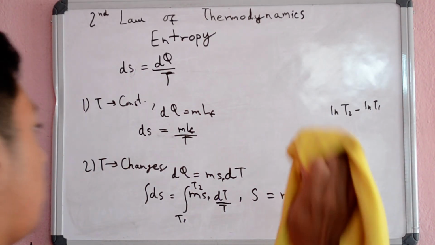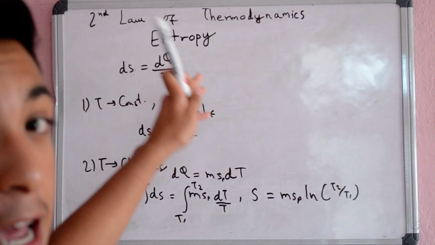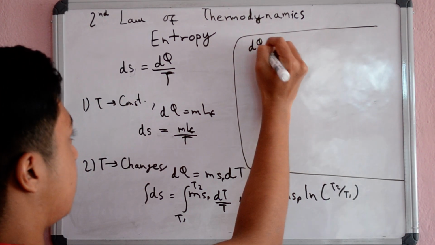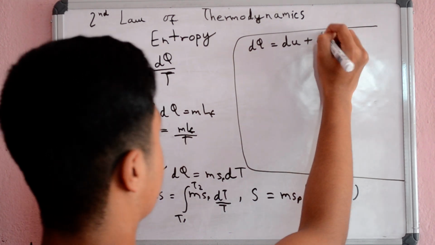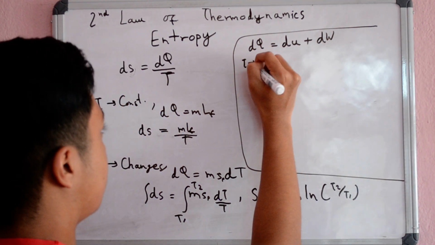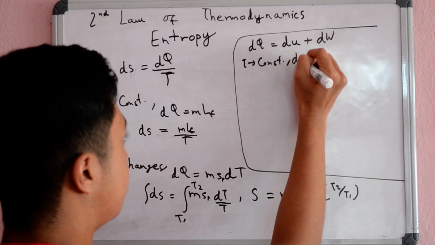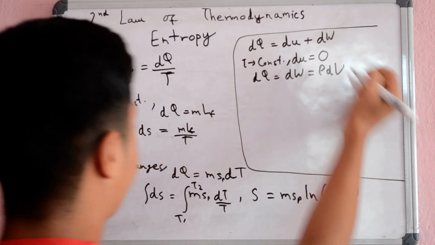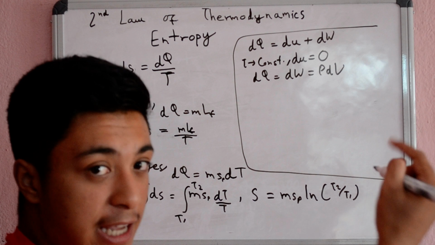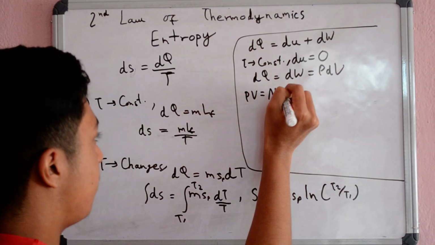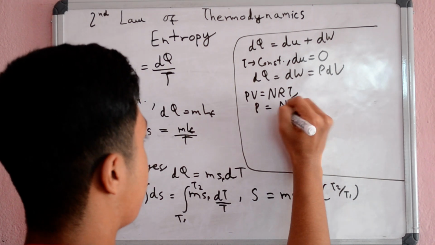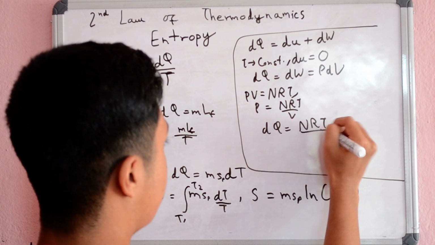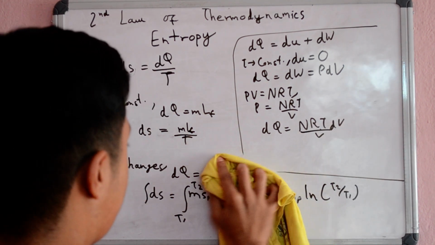Now, we can also derive a relation between entropy and the first law of thermodynamics. According to the first law, the change in heat is equal to the change in internal energy plus the work done. Let's say the temperature is constant. That means there is no change in internal energy. So dq equals dw, and we know work done is equal to pdv. From the ideal gas equation, we have pv equals nRT, so pressure is nRT by v. That means dq equals nRT by v dv.